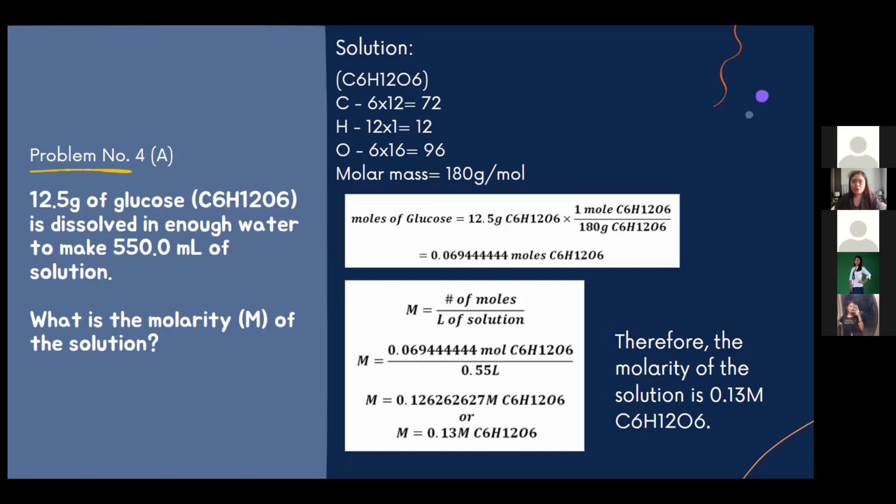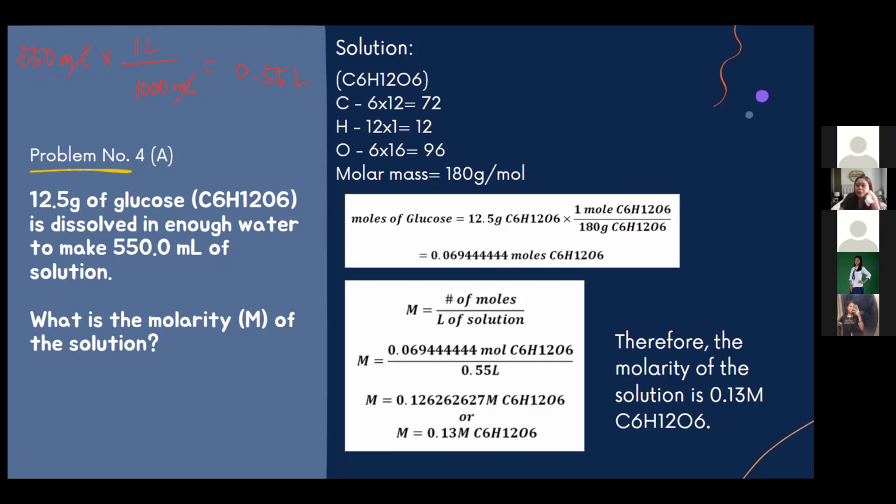And how are you going to do that? Our conversion factor is 550 ml, and in one liter we have 1,000 ml. So it goes below, so that the ml will cancel. So 550 divided by 1,000 is 0.55. So yes, we now have the liters. Our problem is the number of moles.